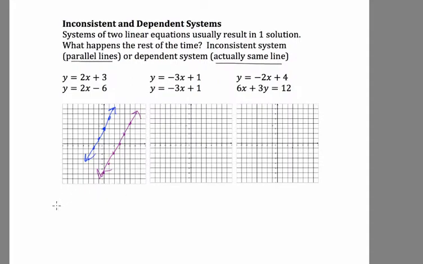That means that there will never be a point that's on both of those lines at the same time, or there will never be a point where you can plug in numbers for x and y and make both of these equations true at the same time. So when you have parallel lines, we call that an inconsistent system. In this case, there would be no solution.